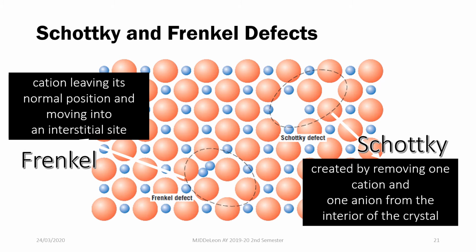Meanwhile, for a Frenkel defect, this happens when either the cation or the anion moves from its normal lattice position into an interstitial site. So for most ceramics, the more common Frenkel defect is the cation Frenkel defect, since usually yung cations natin is mas maliit than your anions.